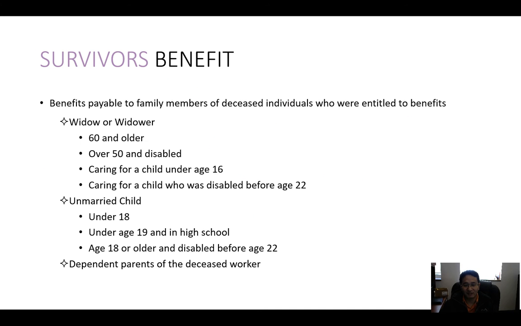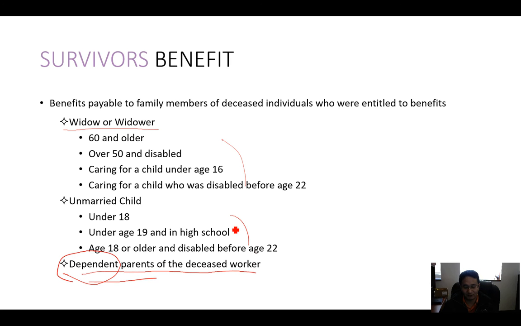And we have survivor benefits, right? Again, if someone died, the spouse will be taken care of. For the widowed, they have some rules. They can marry, but I think we will talk about that later. Okay? And then we have unmarried children. Okay, dependent parents for the deceased worker. They need to be dependent parents.